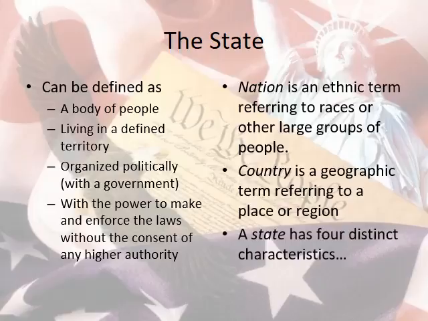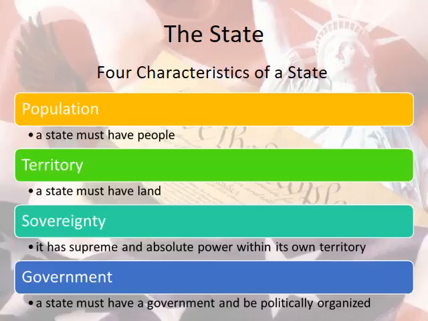State has four distinct characteristics. So basically, if we're referring to a country, we can use three different terms. We can use nation, country, state. Nation is the ethnic term, referring to the people. Country is the geographic term, referring to location. And the state is the political definition.